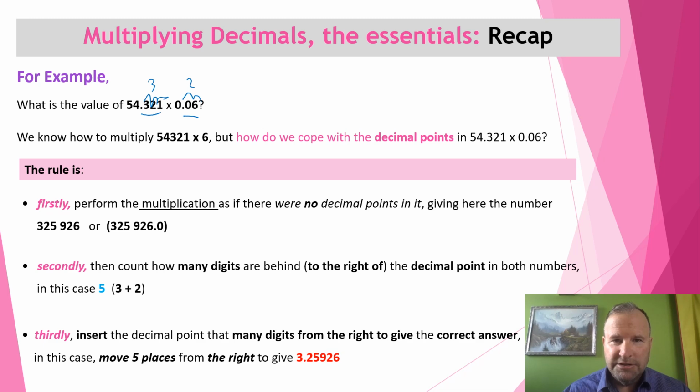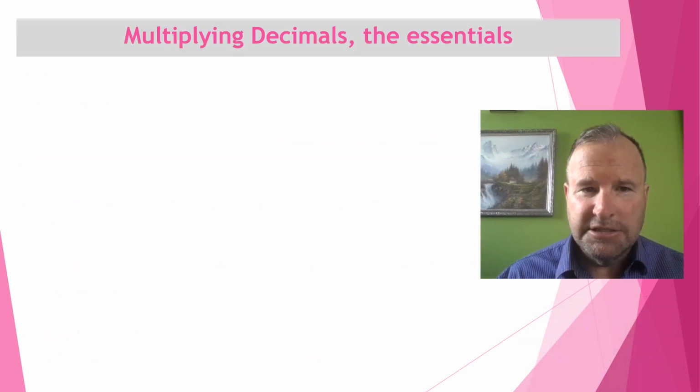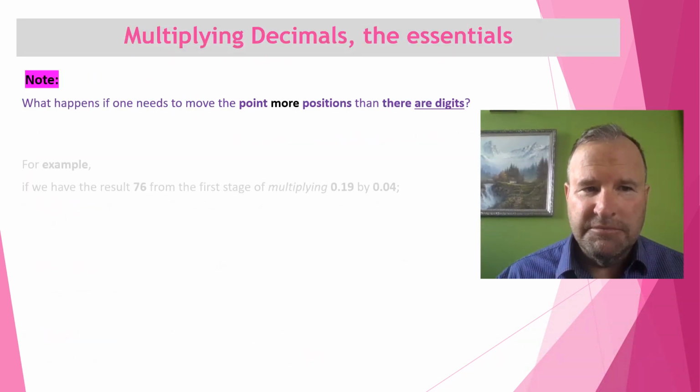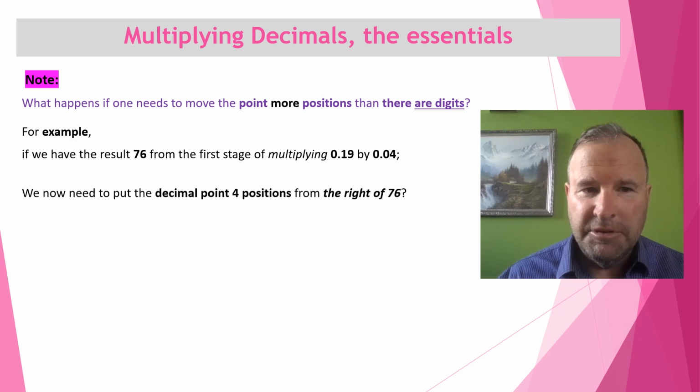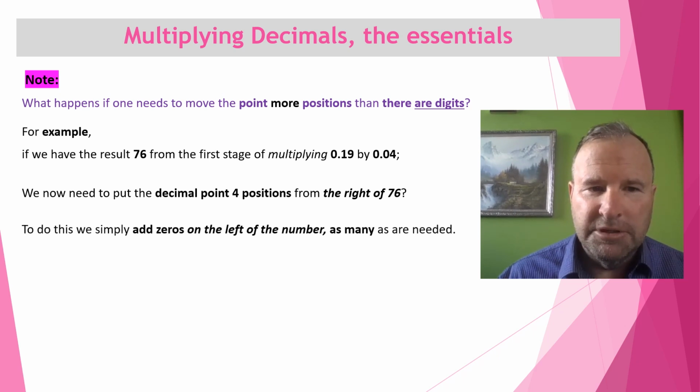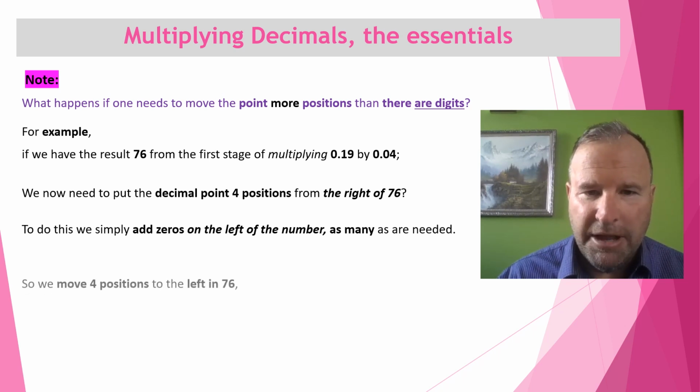Okay, straight into the next slide. What happens when we need to move the decimal point more positions than there are digits? And we went through this example before. So we've got the result of 76, from 0.19 times 0.04. We need to put the decimal point 4 positions to the right of 76. So we need to put in some zeros to the left of that number.